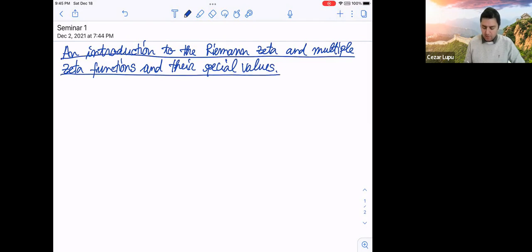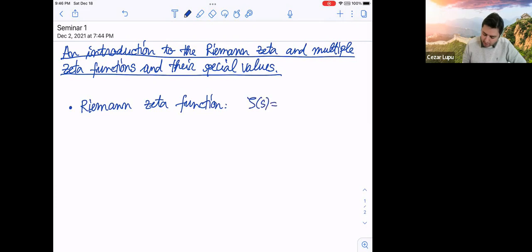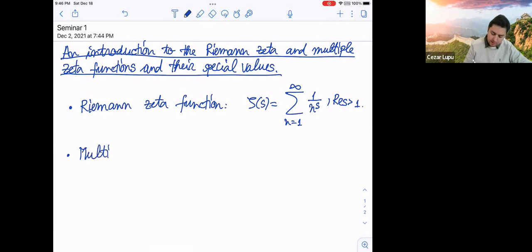the main two objects of this talk will be the Riemann zeta function, which is well known to you, and is defined by this absolutely convergent series. Zeta of s is defined as this infinite sum, the sum from n equals one to infinity of one over n to the power s, where s is a complex number whose real part is greater than one. And its natural generalization, what we will call the multiple zeta functions.